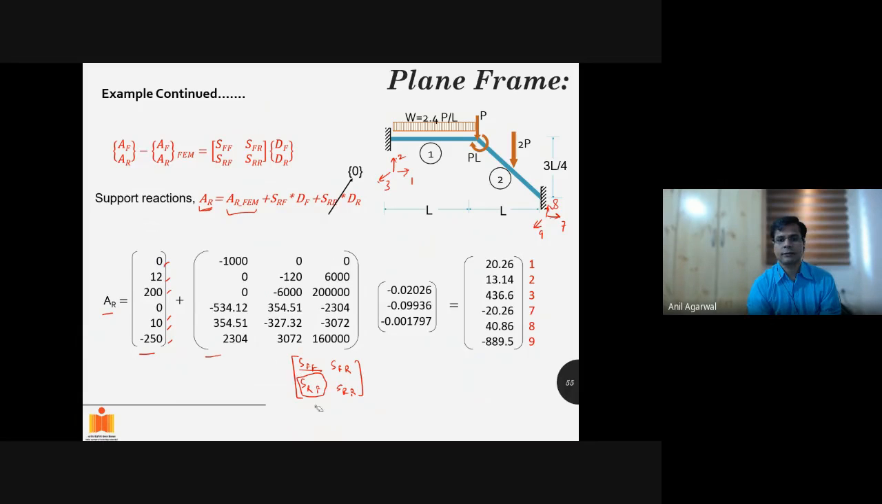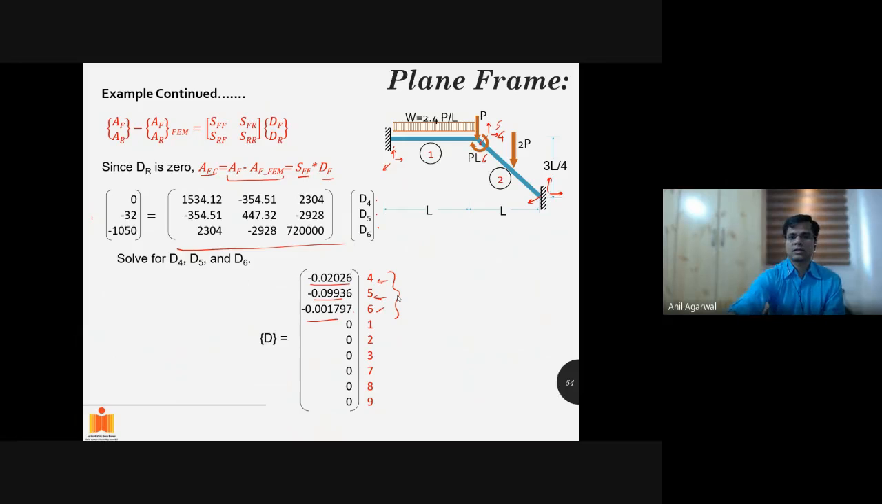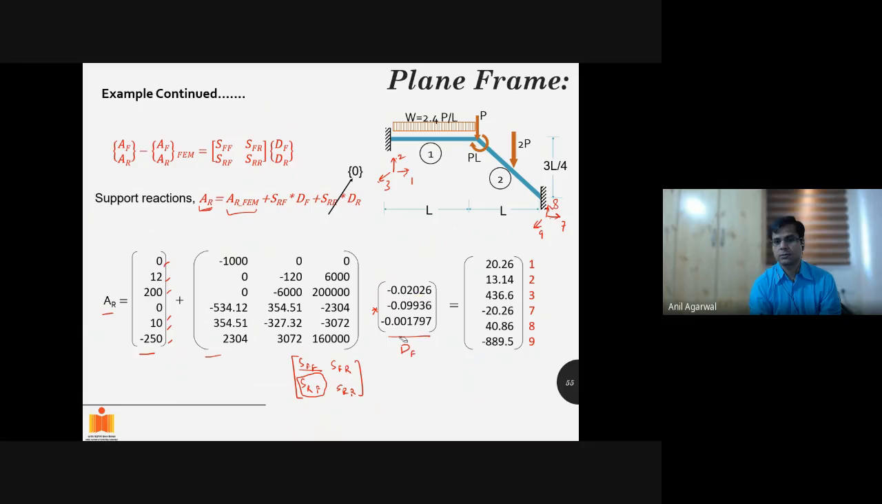Plus SRF multiplied by DF. And DF we have just calculated: minus 0.0202, minus 0.090, 0.099, minus 0.001. So all those values here. So this is all coming from the same equation here. And we can very simply solve this. We just have to multiply these two matrices and add with this vector. We will get these values. So these are the reaction forces AR at these 6 degrees of freedom, 1, 2, 3, 7, 8, 9.